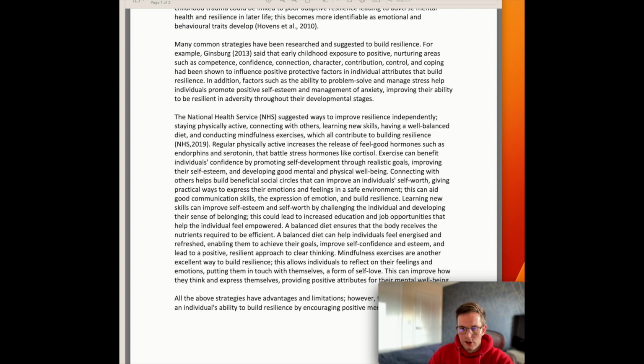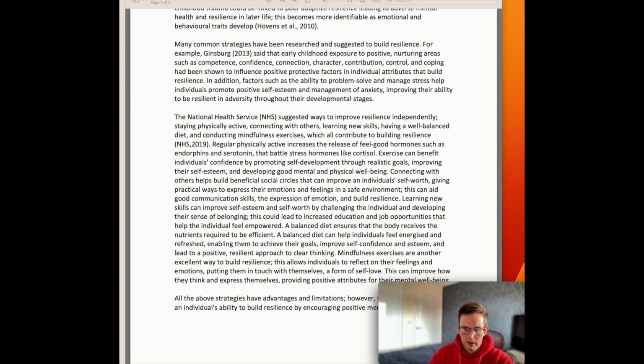A balanced diet ensures that the body receives the nutrients required to be efficient. A balanced diet can help individuals feel energized and refreshed, enabling them to achieve their goals, improving self-confidence and esteem, and leading to a positive, resilient approach and clear thinking. Mindfulness exercises are another excellent way to build resilience. This allows individuals to reflect on their feelings and emotions, putting them in touch with themselves, a form of self-love. This can improve how they think and express themselves, providing positive attributes for their mental well-being.